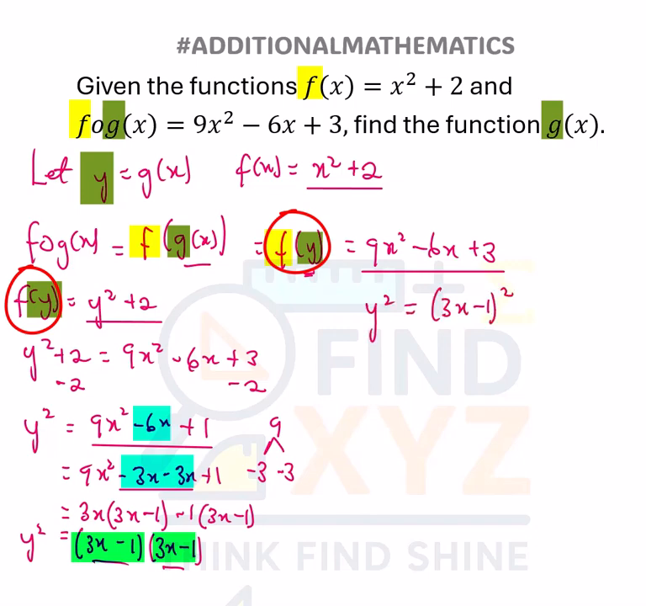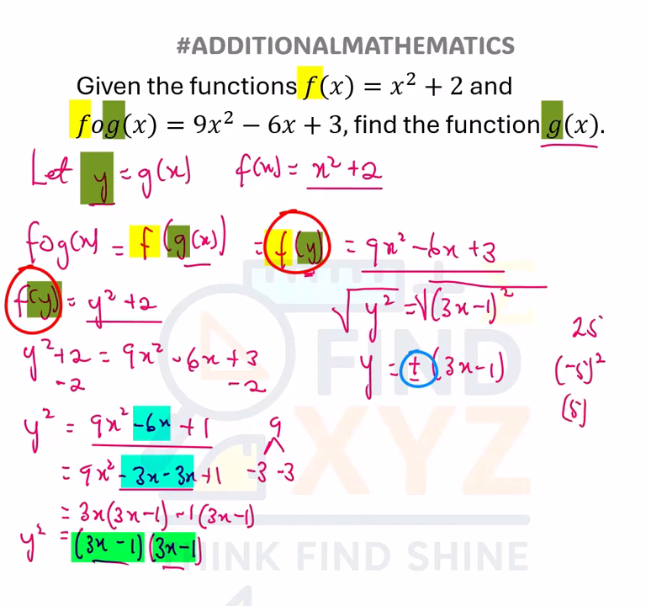Then what am I looking for? I'm looking for g of x, which is the same as y. So I have to get rid of the square by taking the root of both sides. Then this will give us y is equal to plus or minus. Why is this plus or minus? Now if I ask you what number multiplies to give 25, realize that negative 5 multiplied by itself gives us 25, and positive 5 will also multiply itself to give us 25. So anytime you take the root of a number, you bring plus or minus.